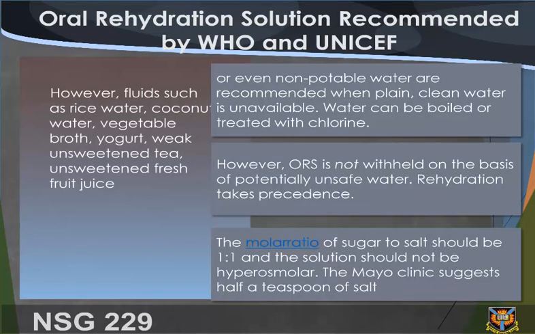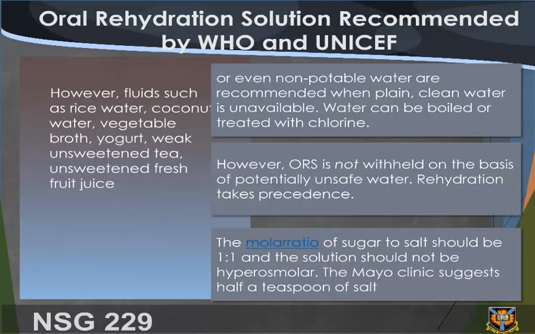However, fluids such as rice water, coconut water, vegetable broth, yogurt, weak unsweetened tea, unsweetened fresh fruit juice, or even non-potable water are recommended when plain, clean water is unavailable. Water can be boiled or treated with chlorine. However, ORS is not withheld on the basis of potentially unsafe water. Rehydration takes precedence. The molar ratio of sugar to salt should be 1:1, and the solution should not be hyperosmolar.